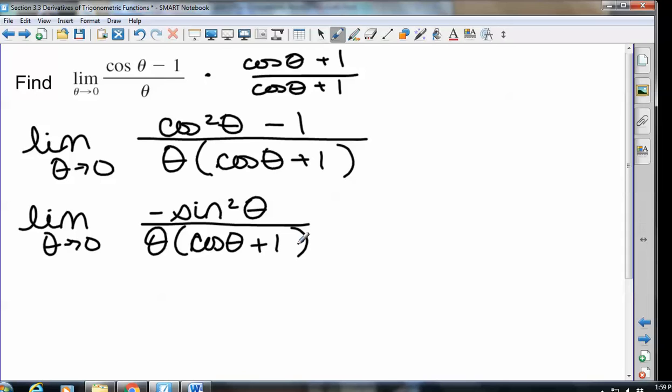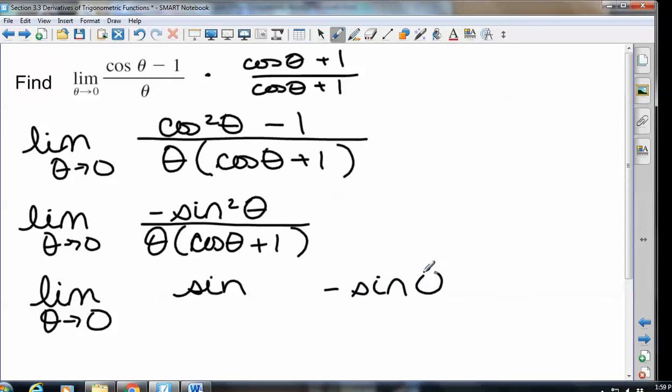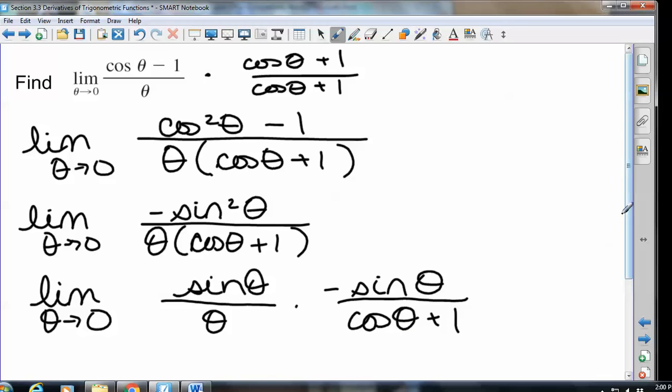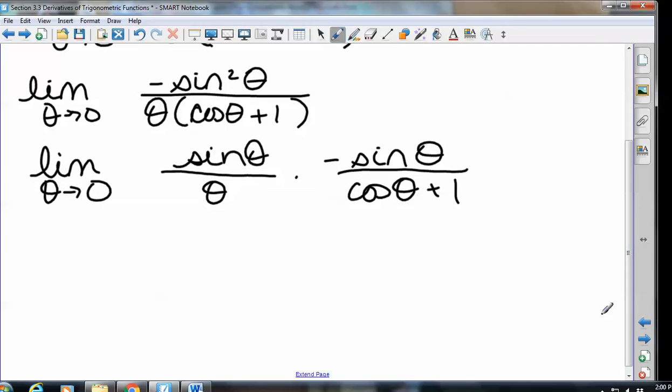I'm going to separate this. Negative sine squared, we could separate that into a sine times a negative sine. Would you guys agree with that? The bottom, I'm going to just pull that apart. I'm going to put theta under one of these and cosine theta plus 1 under the second. Now, if I were to multiply these two fractions together, I'd still get the previous fraction. So I haven't changed my problem. I've just pulled these fractions apart.